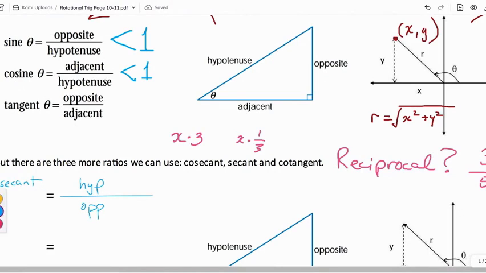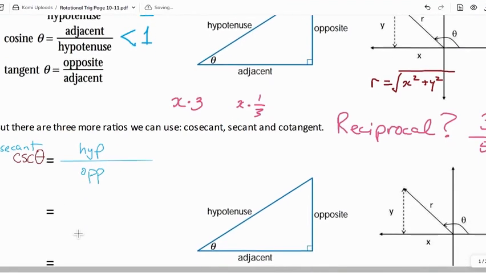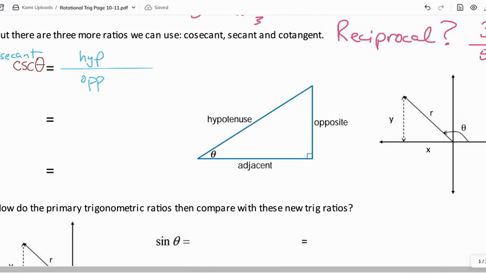And the short form of cosecant is CSC. And don't forget to add the theta sign, because we're saying the cosecant of an angle is this ratio. So when we're taking cosecant, we're comparing how much longer the hypotenuse is than the opposite side, right? That's what that information tells us.